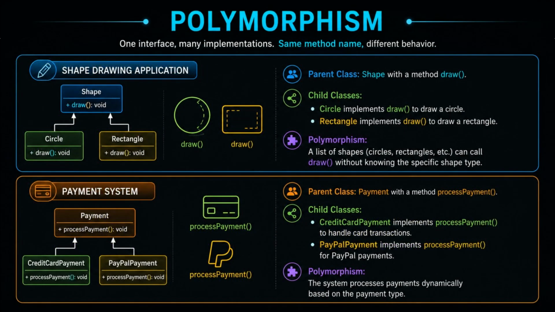Picture a shape drawing app. A parent shape class defines a draw method, while circle and rectangle child classes each implement draw their own way. A list of mixed shapes can call draw on every item without ever needing to know which specific shape type it's dealing with. Same idea in a payment system. A parent payment class defines process payment, while credit card payment and PayPal payment each implement it differently, letting the system process any payment type dynamically through that one shared interface.